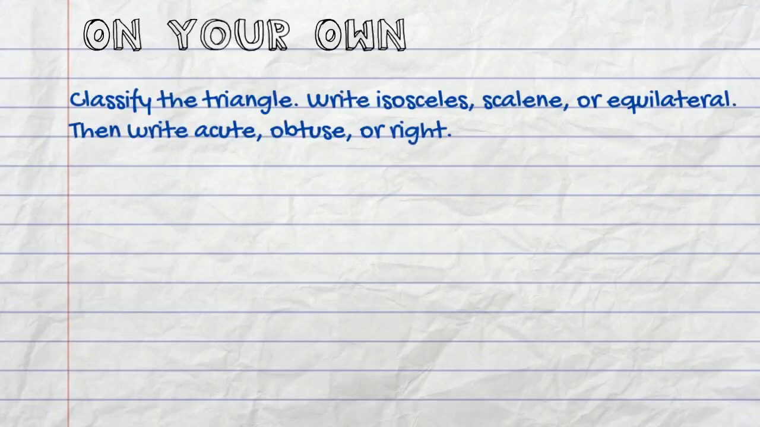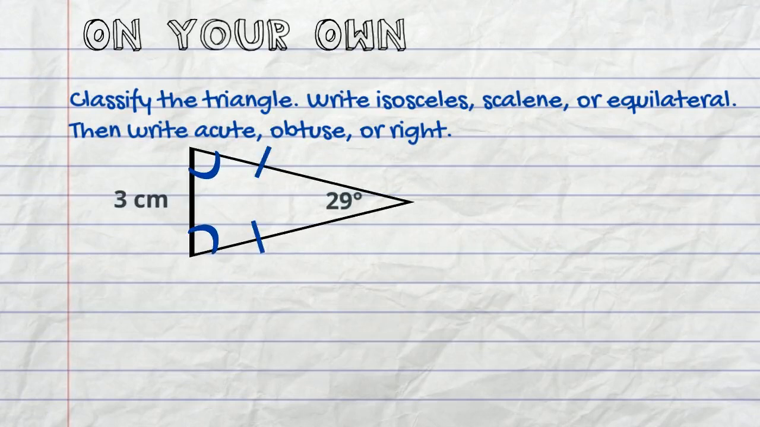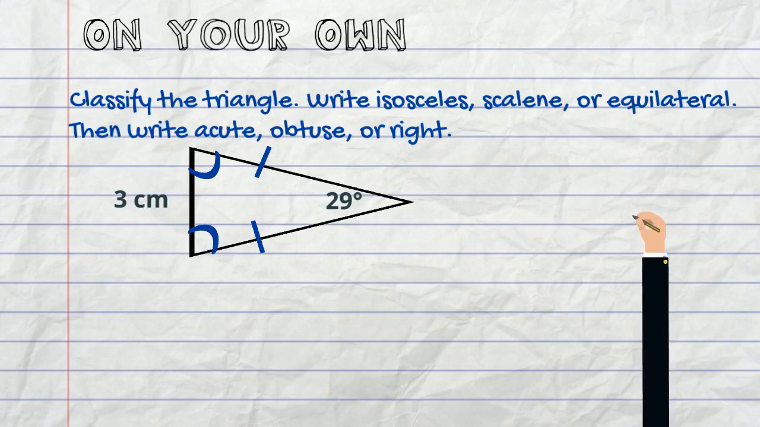Classify the triangle. Equilateral, isosceles, or scalene, then right, acute, or obtuse. This triangle has two equal sides, and one of the angles is given as 29 degrees. The answer is, it's an isosceles acute triangle.